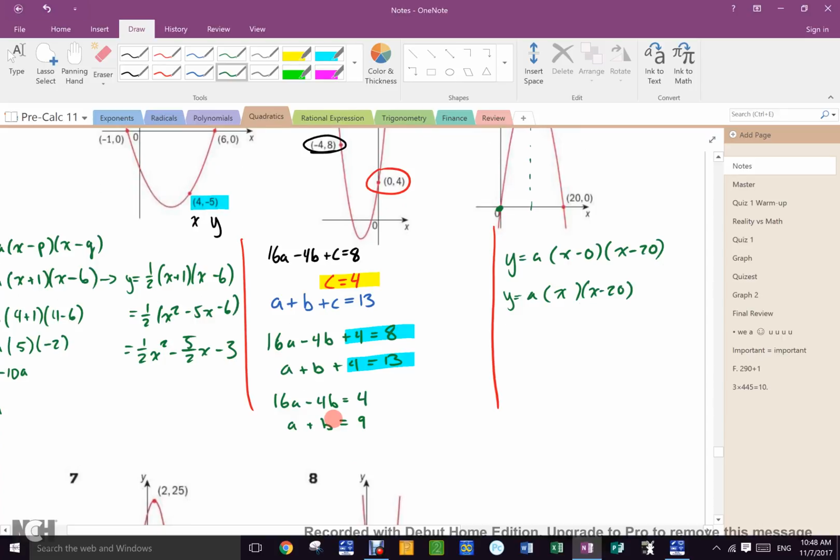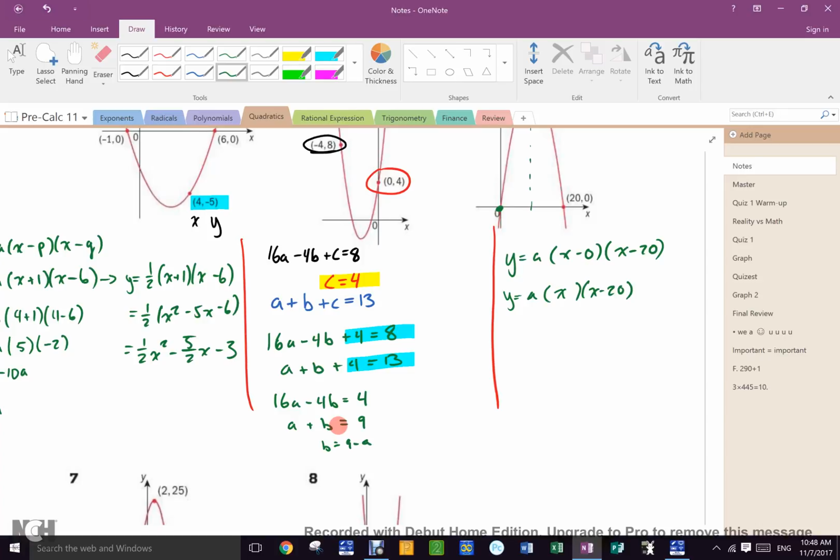So what can I do? Should I use elimination or should I use substitution? I should use substitution, Priyanka. Why? Because doesn't b equal 9 minus a? So can't I put 9 minus a right there and solve the rest? Is everybody cool? Everyone's good?